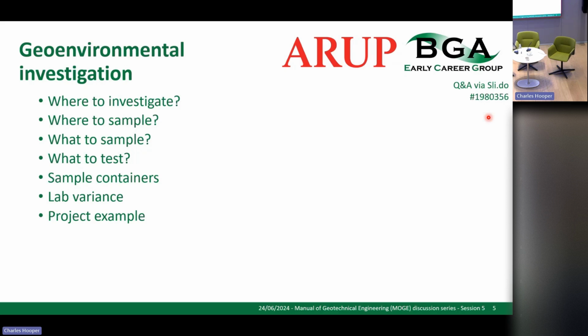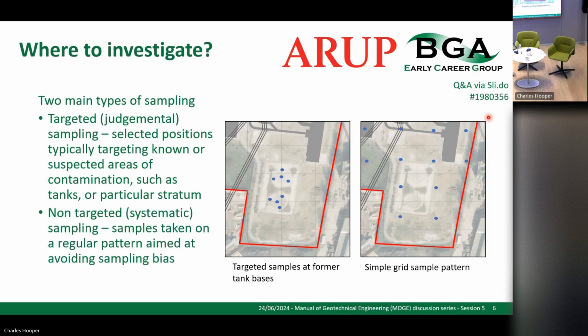So a few key things in the book really was around how to pick what you're going to investigate. So where you're taking your samples, what you're sampling, and what to actually test it for. So I tried to go into a little bit more detail around a few of these topics. So split it: where to investigate, where to sample, what to test, and a little bit more discussion around a couple of the key points around sampling containers, lab variants, and then a little project example at the end to bring together some of the threads.